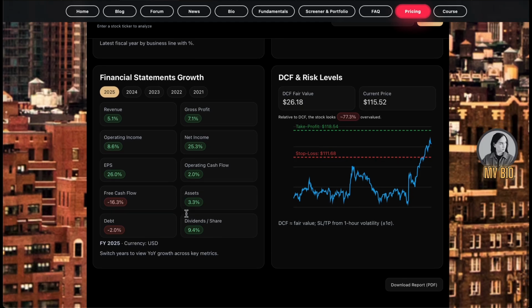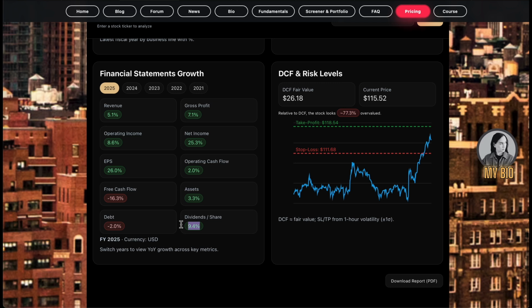We'll see the result, and you can see they pay a good dividend, 9.4% per share, 9.6% over here. Maybe this reduction in free cash flow was caused by a good dividend payment. And then you see a DCF risk level. What does this mean? This is a DCF model, the stock target price calculated based on the DCF model.